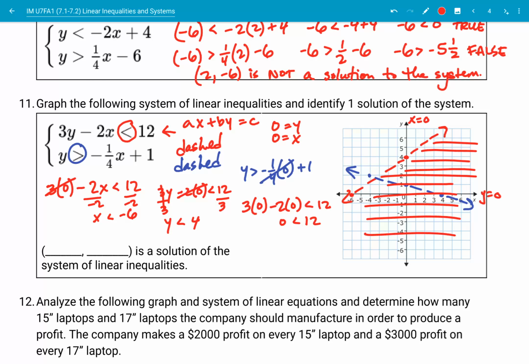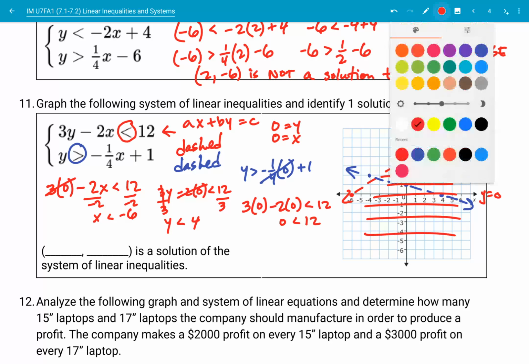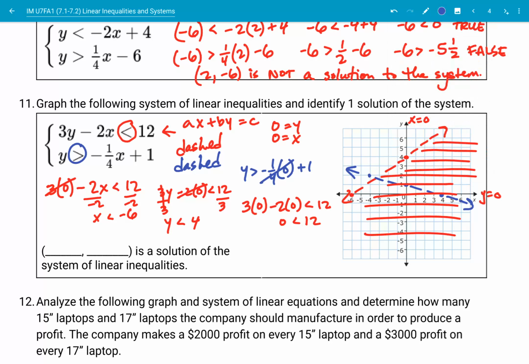Now I'm going to plug in for the next one. I'm also going to plug in 0, 0 and see if I get that answer. So on this one, 0 is greater than negative 1/4 of 0 plus 1. Negative 1/4 times 0 is 0. 0 is greater than 0 plus 1, this statement is false, which means I'm not going to shade in the half plane that contains 0, 0. Instead, I shade in the other half plane.